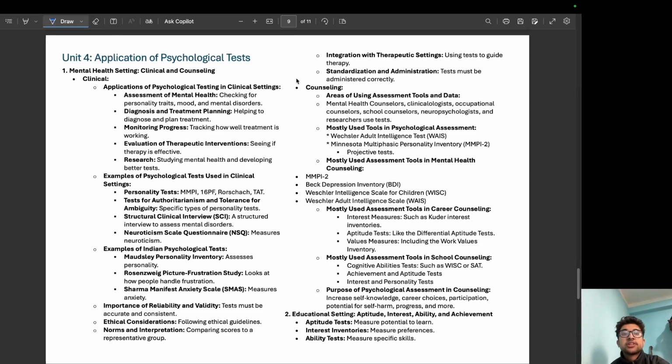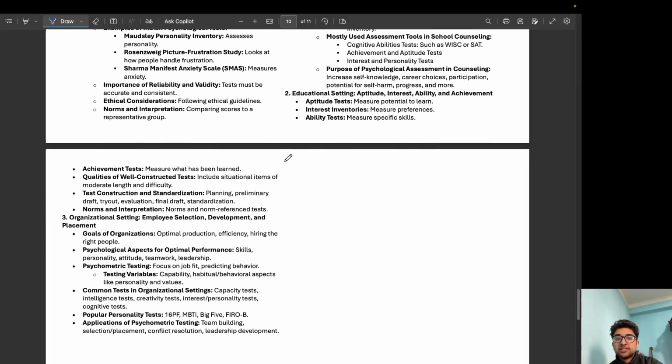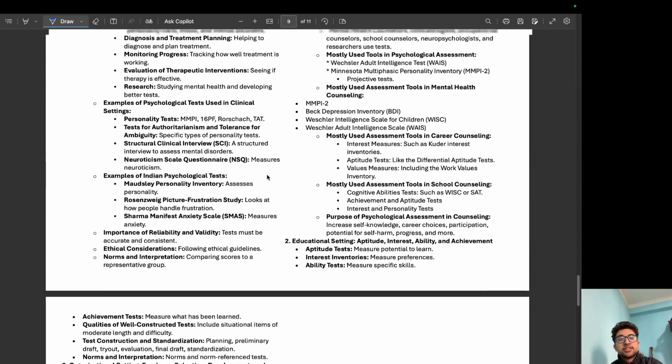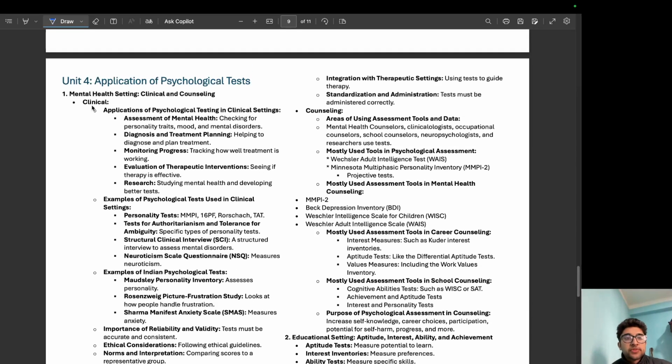So psychological tests are used in various settings. One is in mental health settings, such as clinical and counseling. So clinical is there and counseling is there, and we are going to talk about that. Not just that, psychological tests are also used in educational settings, we are going to talk about that as well, and they are used in organizational settings as well. So let's get into it. Let's first talk about clinical settings.